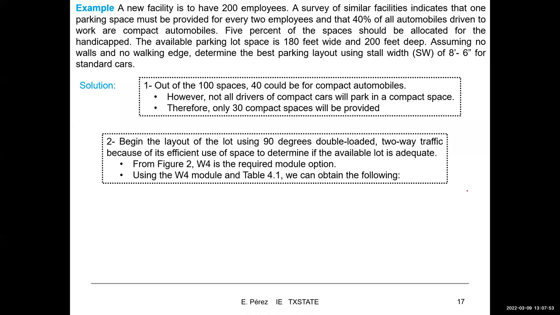So we're going to try to see if this module, W4, which is one of the largest ones, if we use that module with the space that we have available, we get at least the number of spaces that we need in terms of parking. If the answer is no, then we'll have to go to another module that might occupy less space to see if we can at least get to the number of spaces that we need.